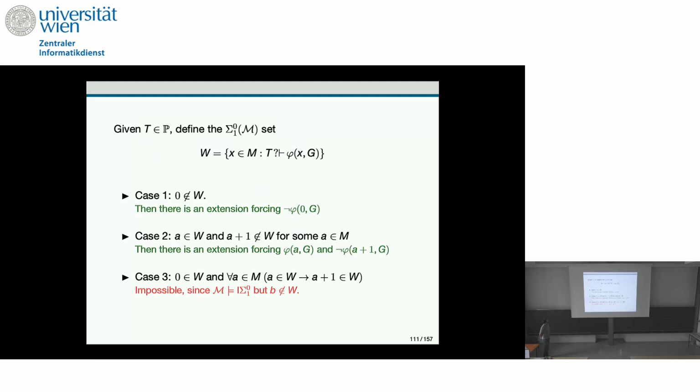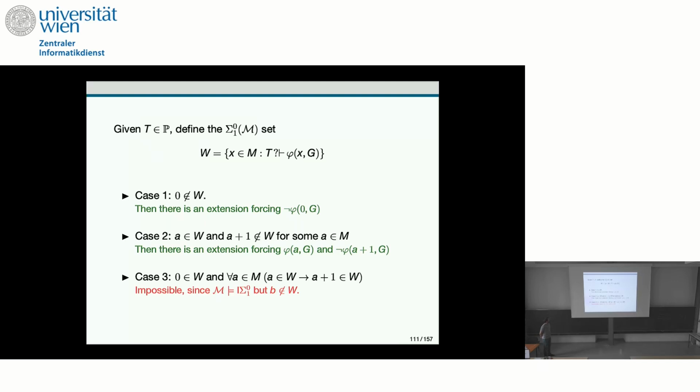And if there is some A such that A belongs to W and A plus 1 does not, then here we are using the stronger property of this sigma 01 forcing question. Because A belongs to W, the condition T already forces phi A of G. And because A plus 1 does not belong to W, there exists an extension which forces the negation of phi A plus 1 of G.